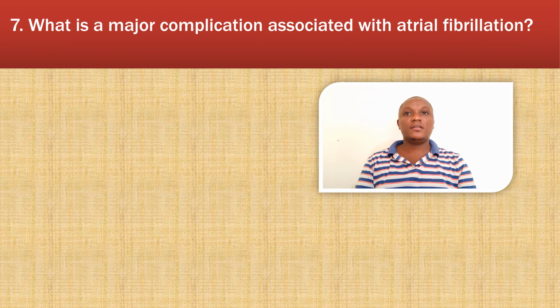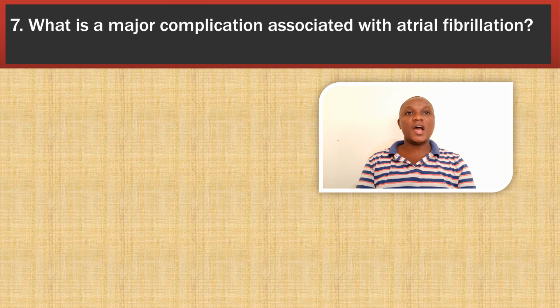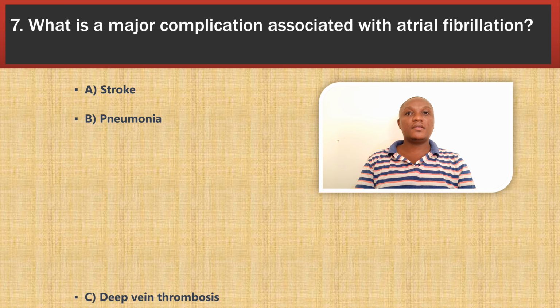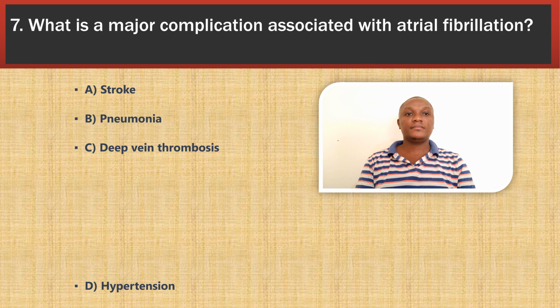Question 7. Which is a major complication associated with atrial fibrillation? A. Stroke. B. Pneumonia. C. Deep vein thrombosis. D. Hypertension. Pick your answer. The correct answer is A.